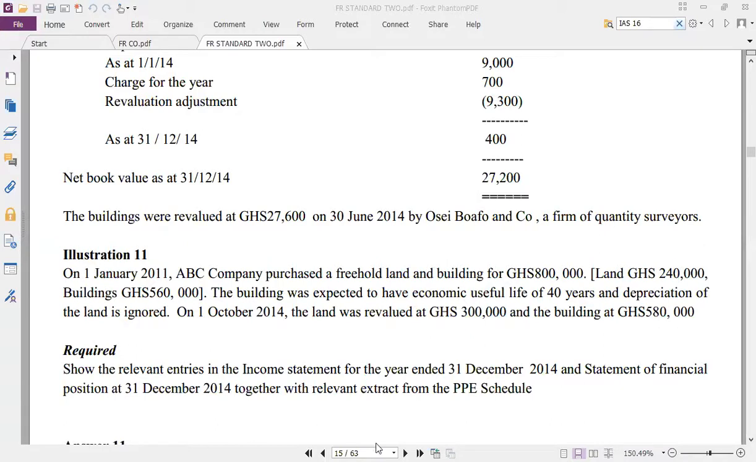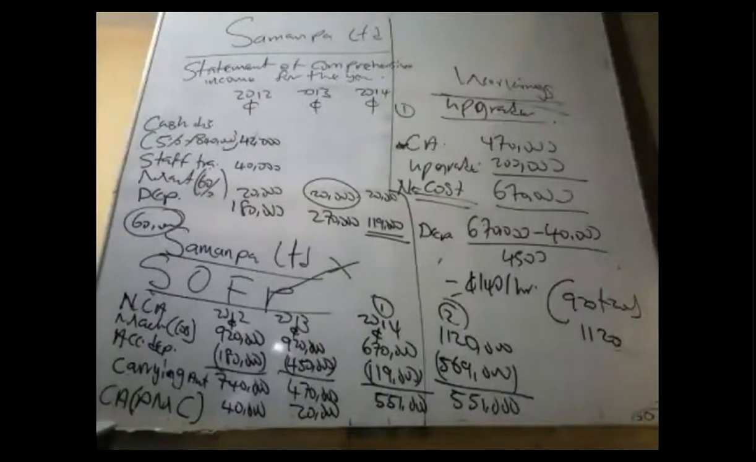In January 2011, ABC company purchased freehold land and building for 800,000. The land is 240,000 and the building is 560,000. The building was expected to have an economic useful life of 40 years, and depreciation of the land is ignored. In October 2014, the land was revalued at 300,000 and the building at 580,000. Prepare the entry. I'll do the workings and then you do the entry for me, the extract. Let's go to the board and provide a few workings.